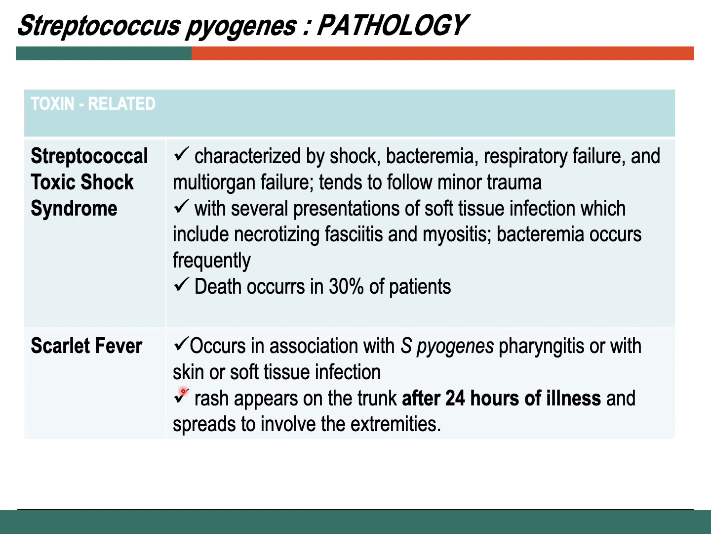For scarlet fever, this occurs in association with Streptococcus pharyngitis with skin or soft tissue infection. The rash appears on the trunk after 24 hours of illness and spreads. Usually, the spread involves the extremities. These two types of infection, by the way, are clinically overlapping diseases.